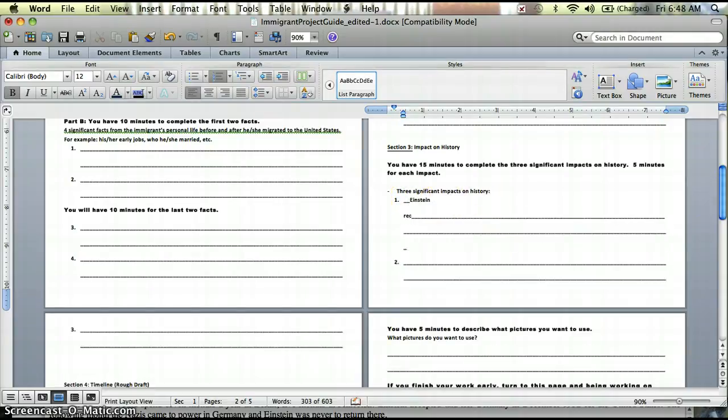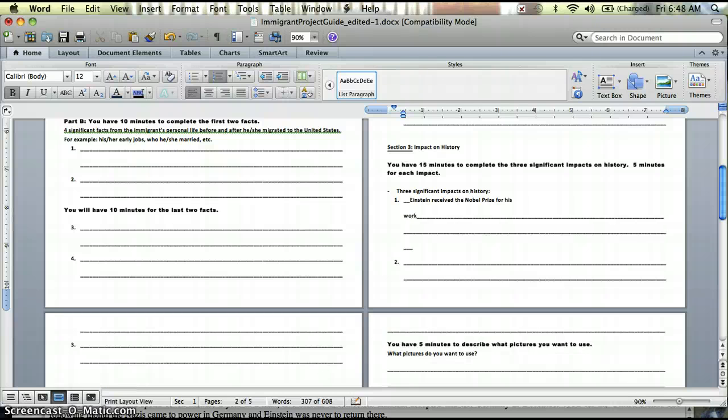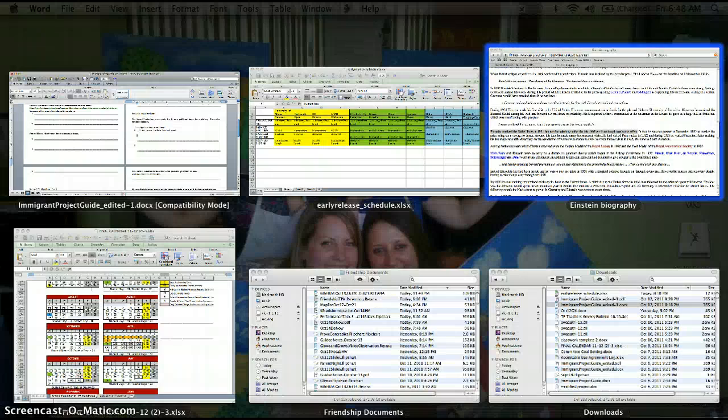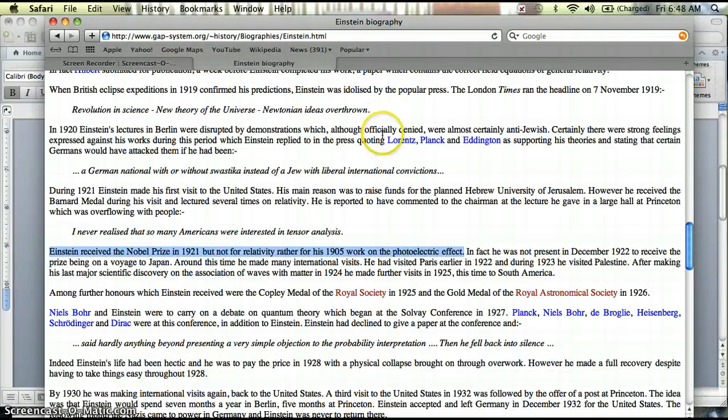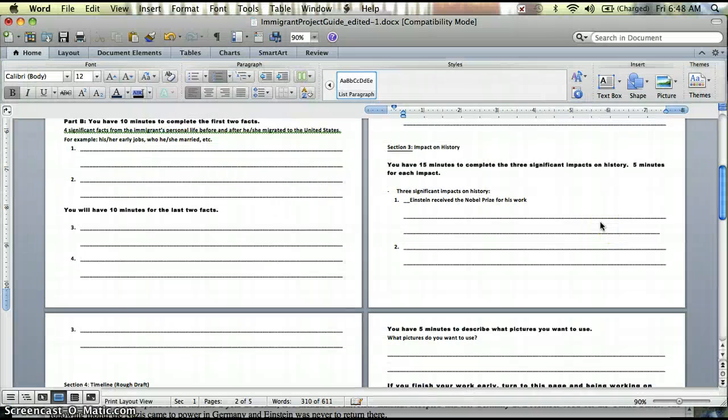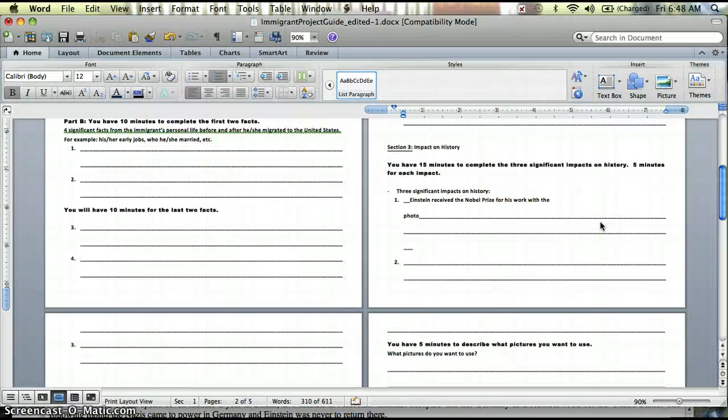Einstein received the Nobel Prize for his work with the photoelectric effect.